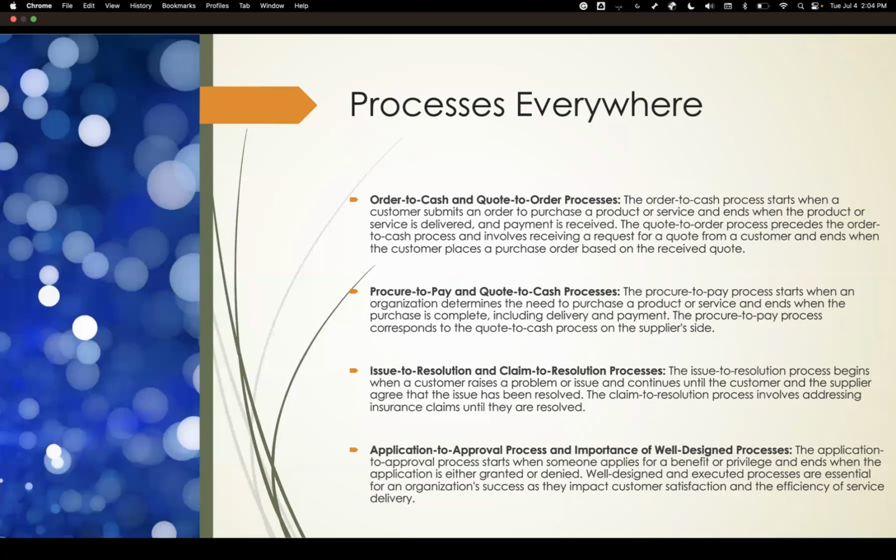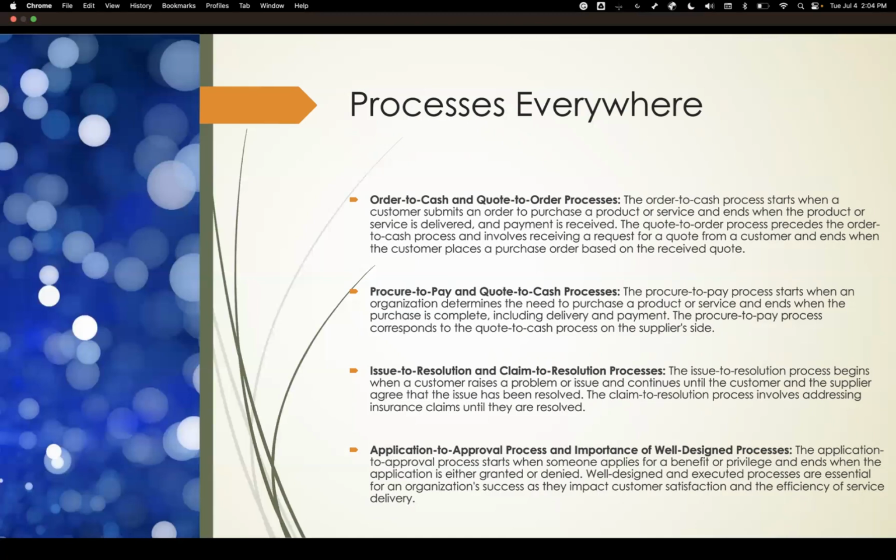Procure to pay and quote to cash processes. The procure to pay process starts when an organization determines the need to purchase a product or service and ends when the purchase is complete, including delivery and payment. The procure to pay process corresponds to the quote to cash process on the supplier side.